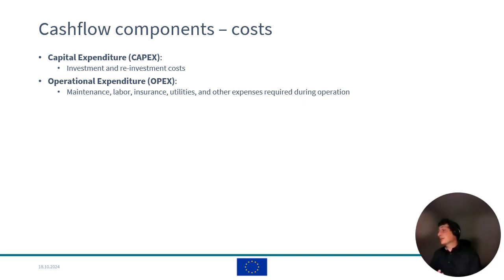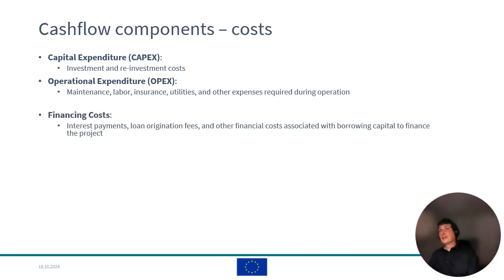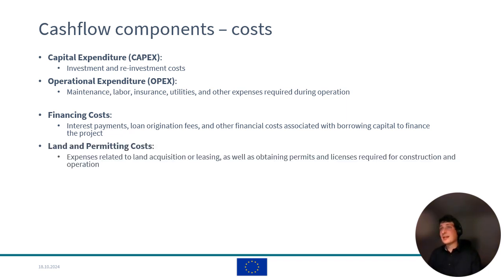And then there's the opex cost. That's everything that comes with operation. We'll have some examples shortly for all of those things. And then there are some things that can be either or, for example, financing costs, maybe more capex, but depending on the case, could also be some opex. Land and permitting costs. If you buy the land, it's more capex. If you rent it, it's more opex, right?